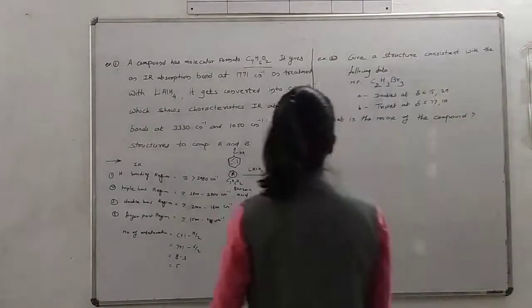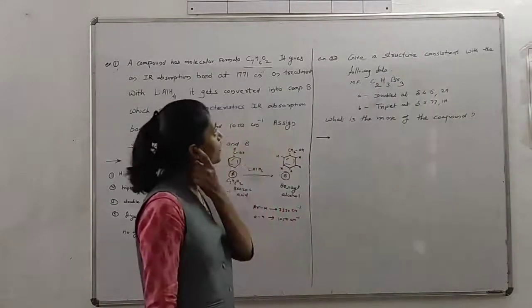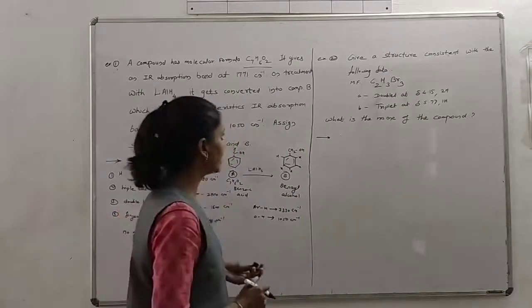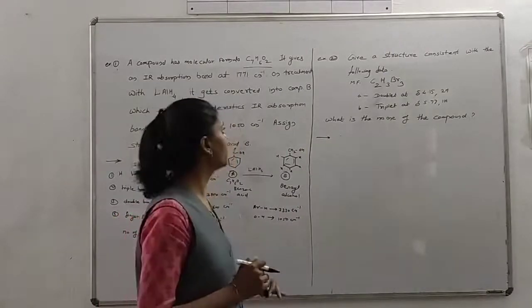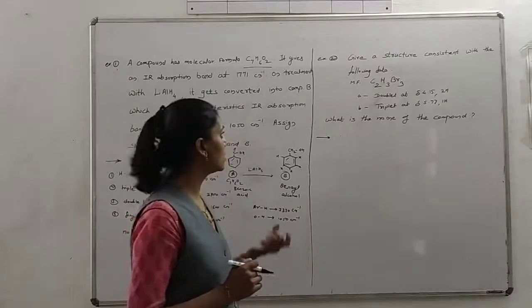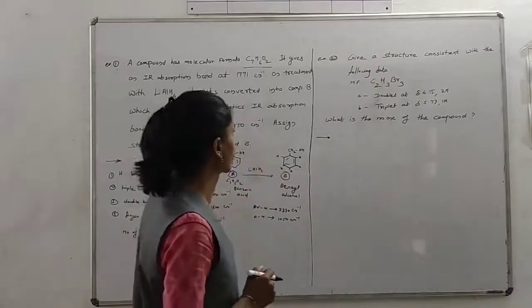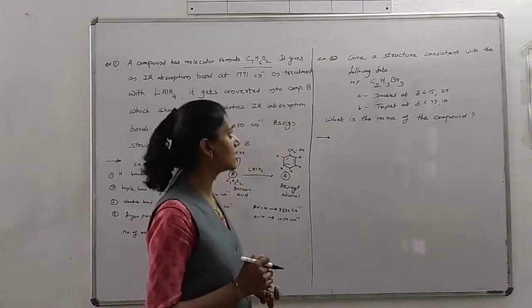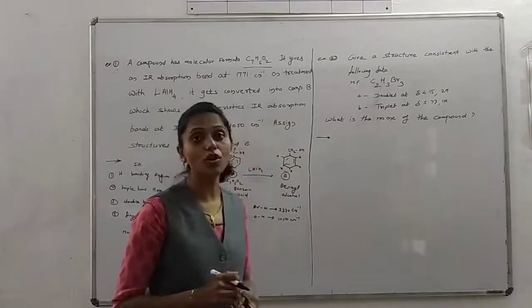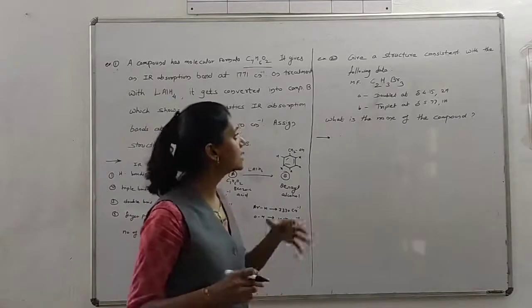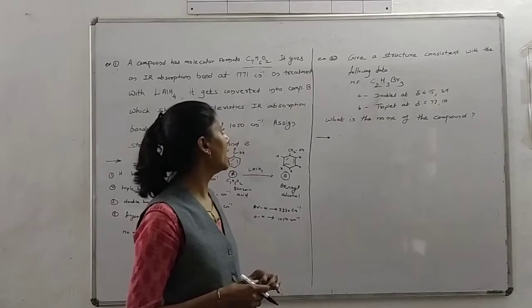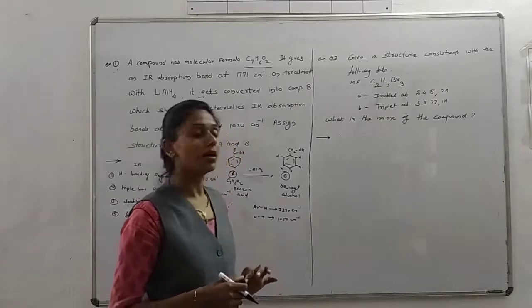Now we go to the next problem. Give a structure consistent with the following data. The molecular formula is given as C2H3Br3, with 2 signals. The first signal is a doublet at 4.15 for 2 protons. The second signal is a triplet at 5.77 for 1 proton. What is the name of the compound?